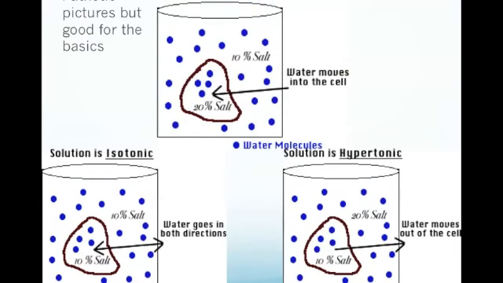So these pictures show a solution of hypotonic on the top, and you'll see that there's a 20% salt solution on the inside of the cell and 10 out.